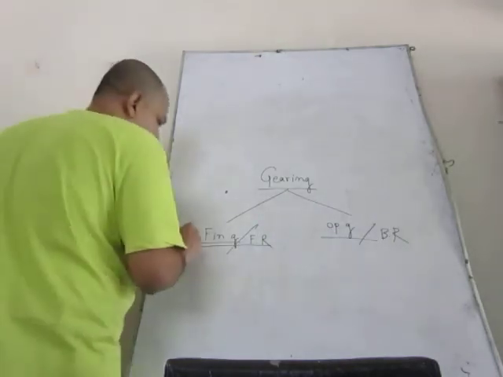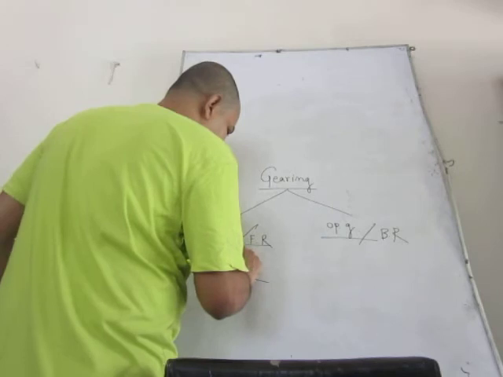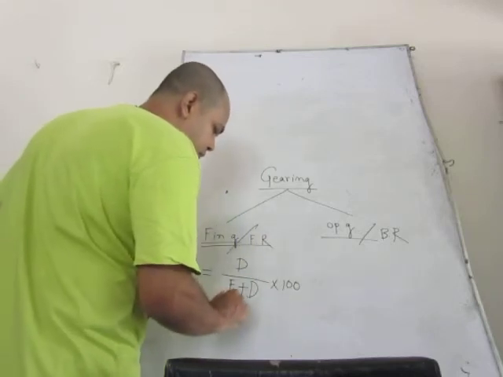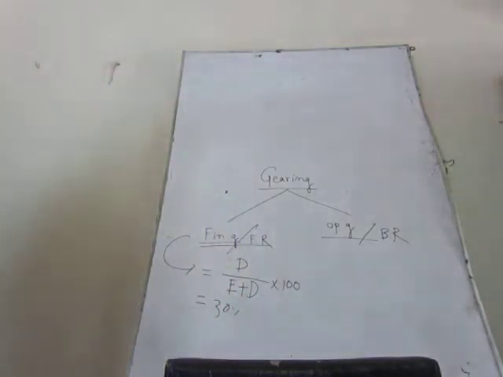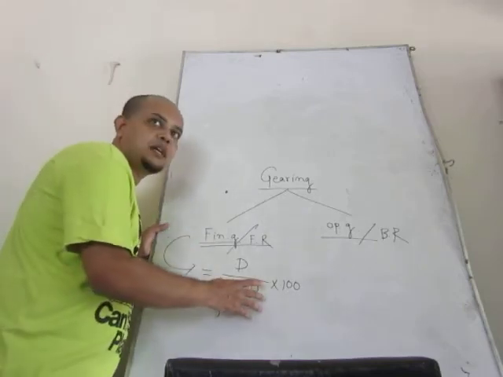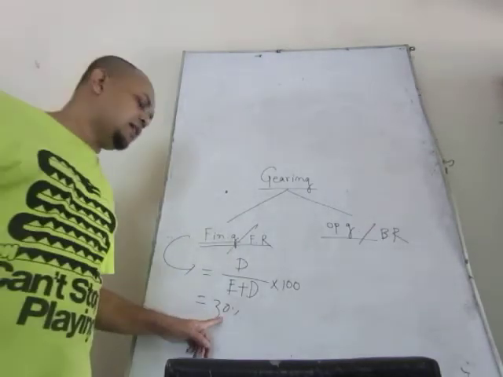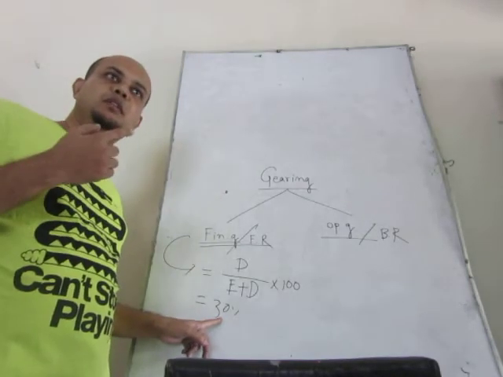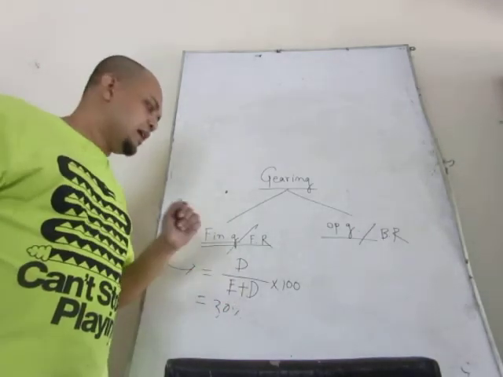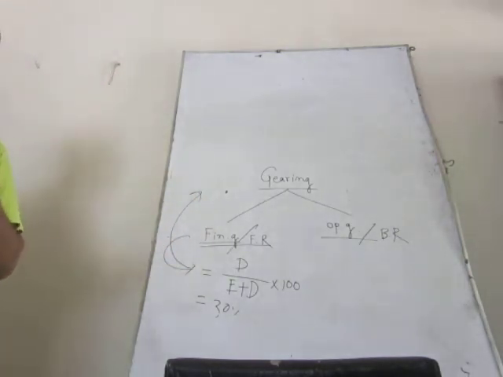The financial gearing measures debt by equity plus debt into 100. Suppose, as for example, this is 30%. Financial gearing represents, within your total capital, what percentage is built up through debt. Suppose this is 30%. What does it mean? If your capital is $100, within that $100, $30 is debt. Clear?